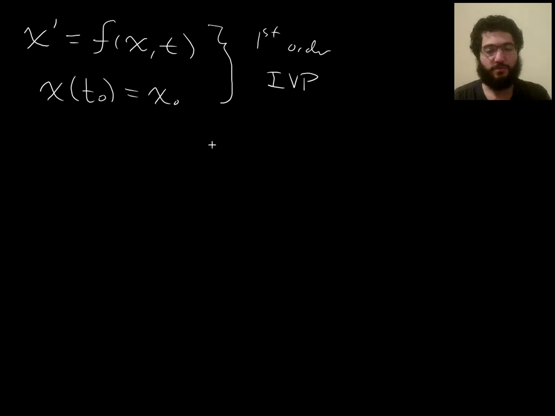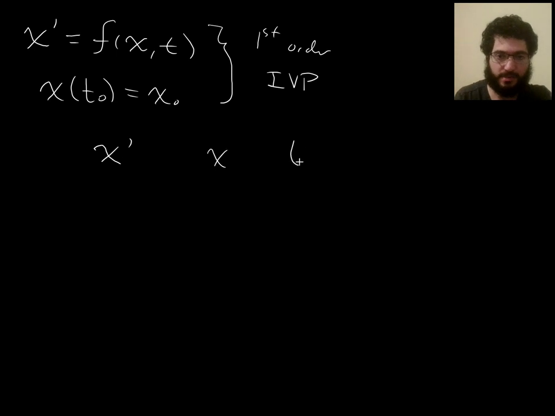Up until now, we've mainly been studying first-order differential equations, and this is the general setup for a first-order initial value problem. You've got a differential equation and an initial condition. And for first order, the differential equation is only allowed to relate x prime, x, and t. What we're going to start looking at now is second-order differential equations, where you're also allowed to throw x prime prime into the mix.